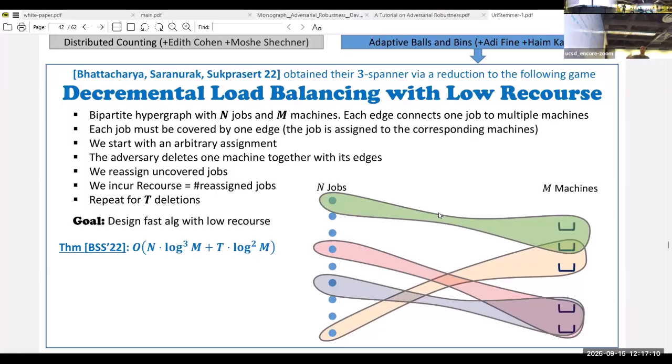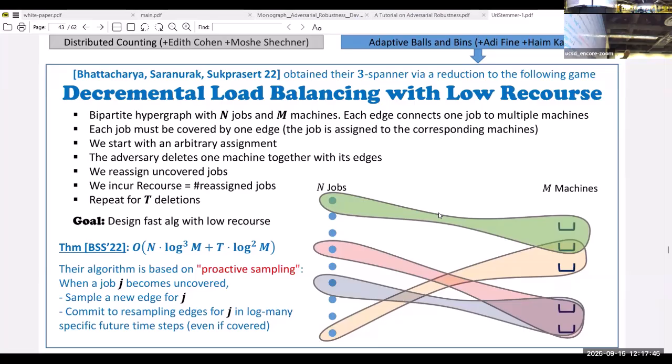Because if there are T rounds, then of course the adversary could accumulate recourse linear in T. In every iteration, it's going to delete some hyperedge. You're going to need to reassign at least 1 job. So the fact that this is linear in T, that's unavoidable. In their bound, it's multiplied by log squared M, no biggie. And that thing is also not too worrying because it's aggregated across all of the T steps together. It's not multiplied by T.